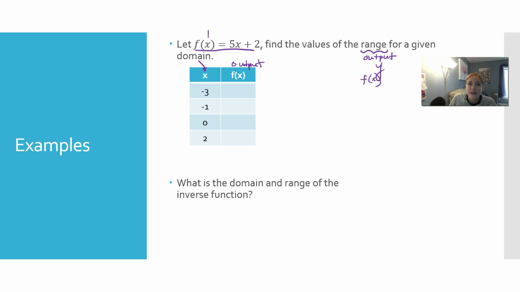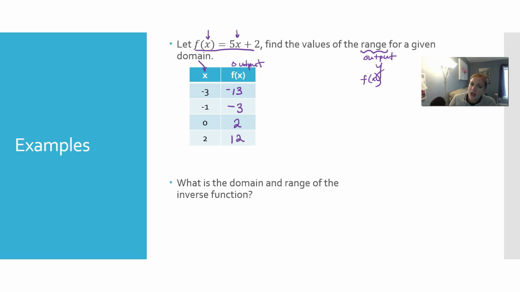X is -3, so let's replace all of our x's with -3. 5 times -3 is -15. -15 plus 2 is -13. Okay, let's plug in -1. 5 times -1 is -5. -5 plus 2 is -3. Plug in 0. That one's the easiest. It just gives you 2. I love plugging in 0. Okay. 2. 5 times 2 is 10. 10 plus 2 is 12. Boom, we've got our output. We're good to go on that fact.